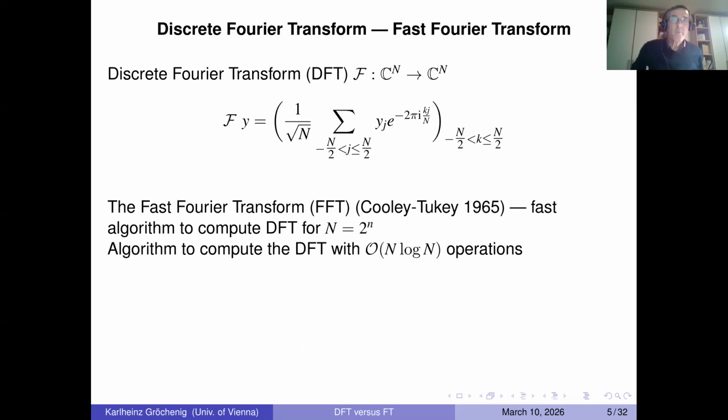Okay, so once more, discrete Fourier transform: you have a vector of length n. Here is the definition of the discrete Fourier transform, the Fourier matrix. The normalization is 1 over square root n, so that the discrete Fourier transform is actually a unitary transform. So the Fourier matrix normalized this way is unitary.